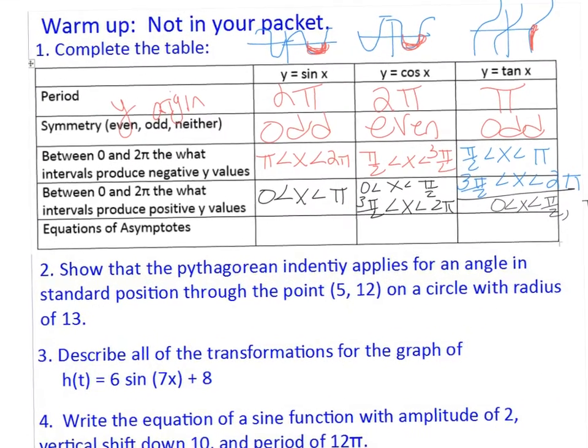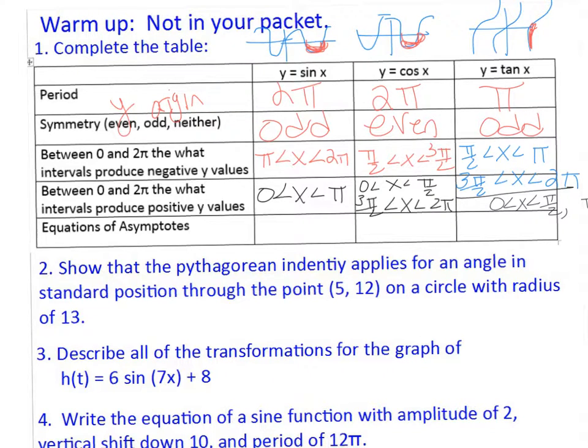All right, and then the last part of this problem, the equations of the asymptotes. Sine and cosine do not have any asymptotes, so you better not have any answers there. For tangent, our asymptotes happen every pi over 2. So we can say those are the vertical lines x equals n pi over 2, where n is an integer.